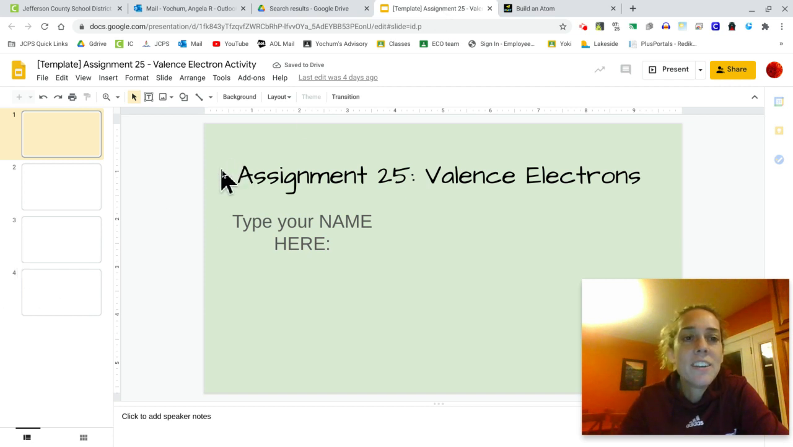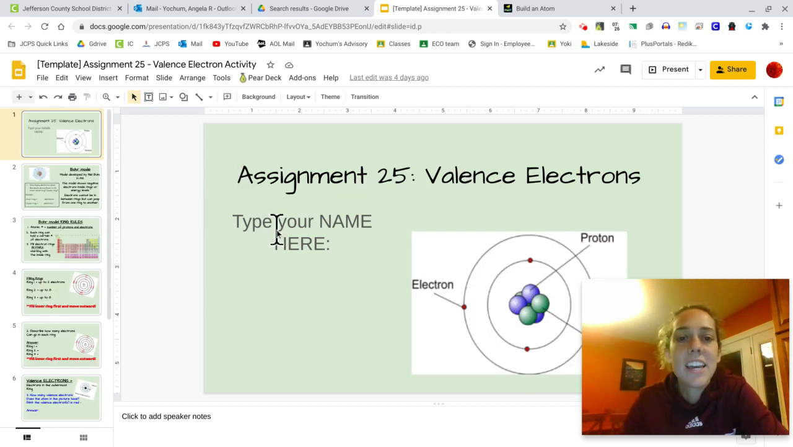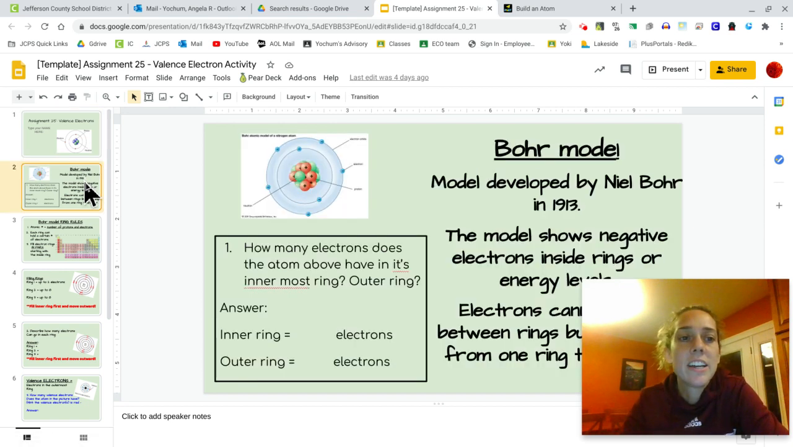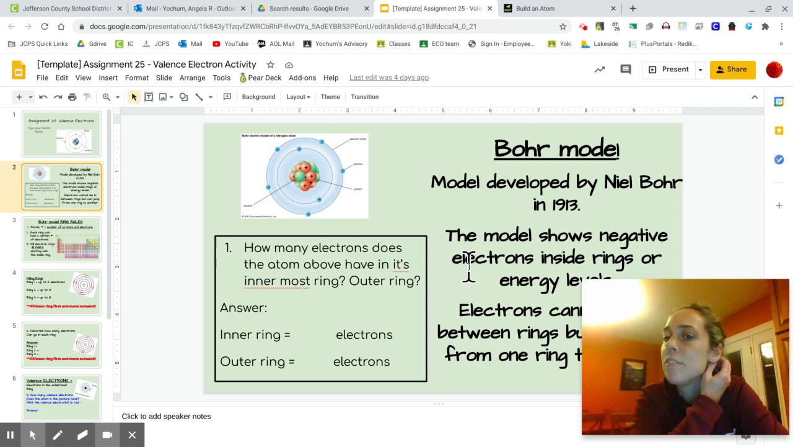Let's go on over here to assignment 25, and it says to type your name here. And then this focuses on valence electrons. So on the next slide, it talks a little bit about the Bohr model. The Bohr model was developed by Niels Bohr, and it shows the electrons that are on the outside of the nucleus. And question number 1 says, how many electrons does the atom above have in its innermost ring, and how many does it have in its outer ring?